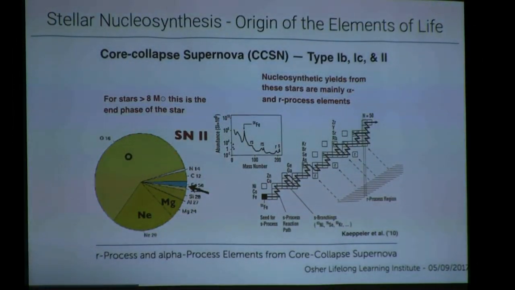So what's cool about this is it sets up two different types of outputs, or what we call yields. A core collapse supernova produces a lot of oxygen. And in fact, oxygen is the third most abundant element in the universe, in part because of this. And then you have neon, magnesium, and then a little bit of iron. That's the blue here. A little bit of carbon, and so on and so forth.